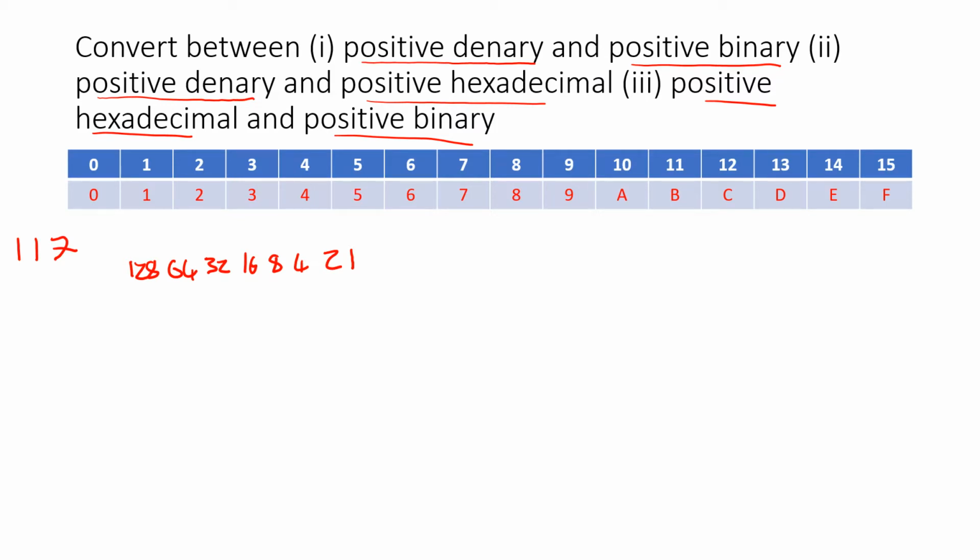The first thing we need to do is have a look and say, will 128 fit into 117? If the answer is yes, you put a 1. If the answer is no, you put a 0. In this case, it's no, a 0. Because it's no, we do the same for 64. 64 does fit into 117, so you put a 1, and then you write 64 down here.